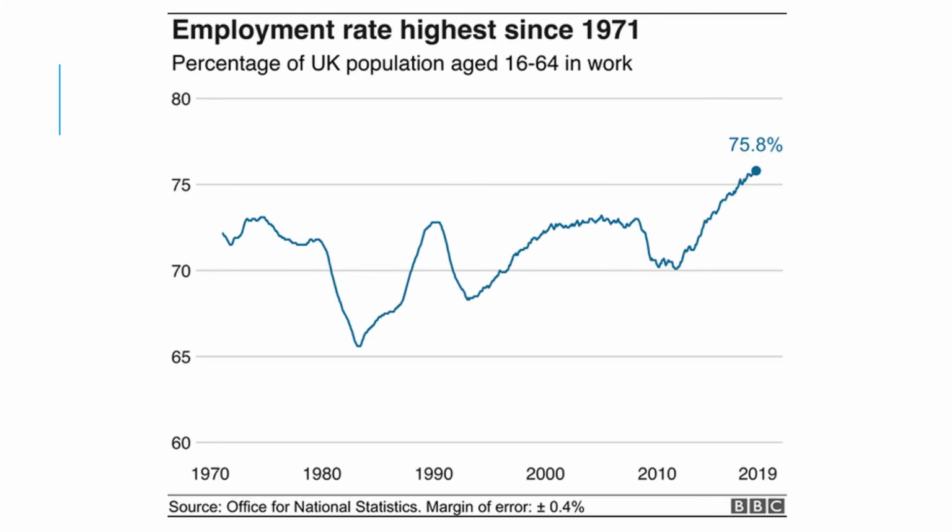So let's have a look at the employment rate in the UK over the last few years. Since 2000, we've generally been seeing that around 70-75% of the population aged 16 to 64 have been in work. So sort of 3/4 of the population who are eligible to work have been working, and that has been steadily rising up to 2020.